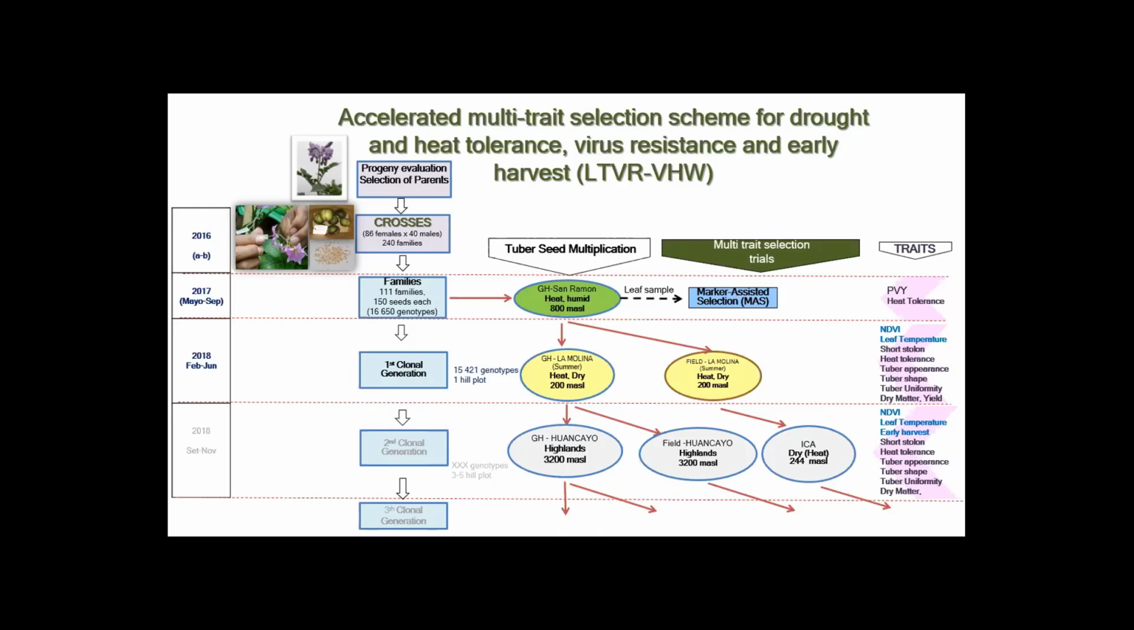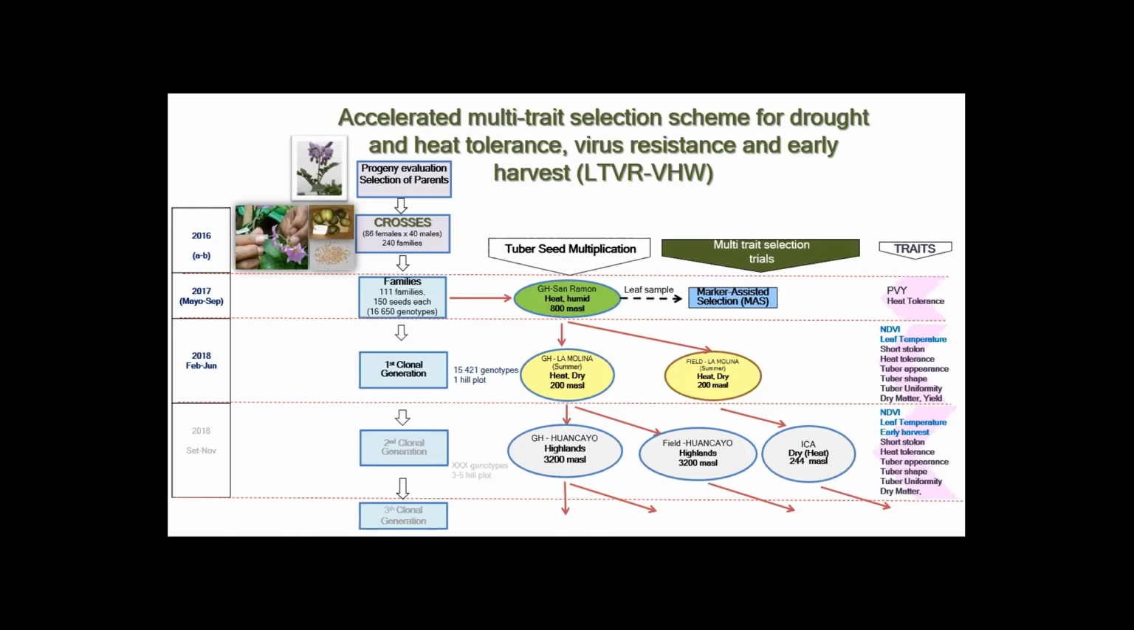We planted in San Ramon, a place here in Peru that has mainly a condition of heat, because this population we are going to select for drought and heat tolerance. And I'm going to show you.